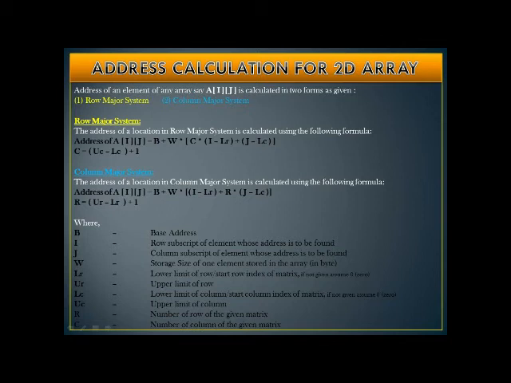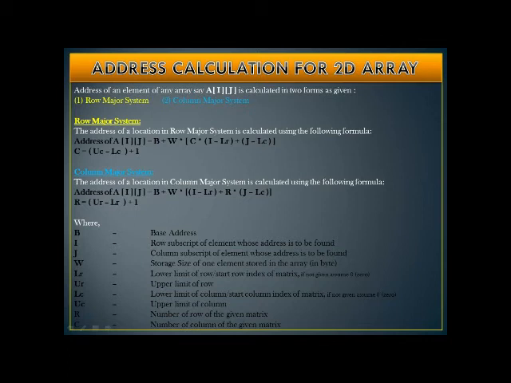See, the formula given for row major is address of A of ij is equal to B plus W into C into I minus LR plus J minus LC, where A of ij, I and J are the row number and the column number, that is the cell number whose address we need to find. We need to find the address of a particular cell. That cell has a row number and a column number. Those row and column numbers are I and J.